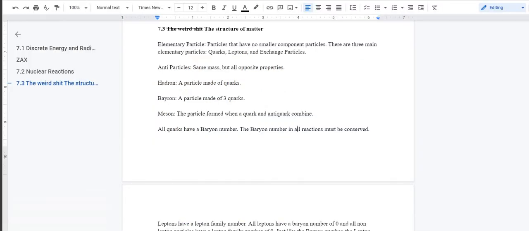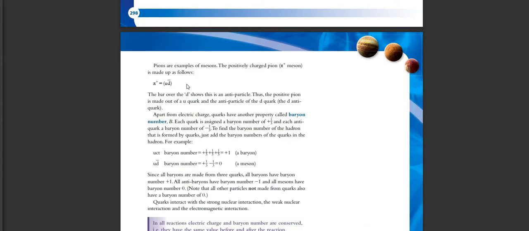Oh, I'm so sorry. Right, a meson is a particle that's formed when a quark and an antiquark combine. So when a quark and its respective antiparticle combine, they form something called a meson. So a pion is a specific example of a meson. When you have an up quark and an anti-down quark, when they interact with each other, it forms a pion.